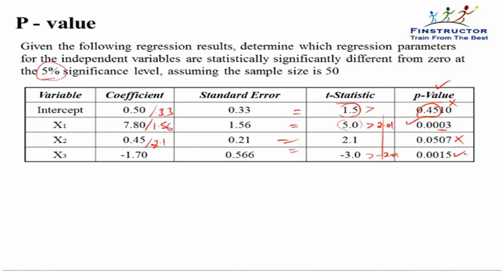So can I reject? For the coefficients for x1 and x3, I can reject the null that the coefficient is equal to 0, or I will conclude that these two coefficients are statistically different from 0, and the intercept term as well as x2 are not statistically different from 0.